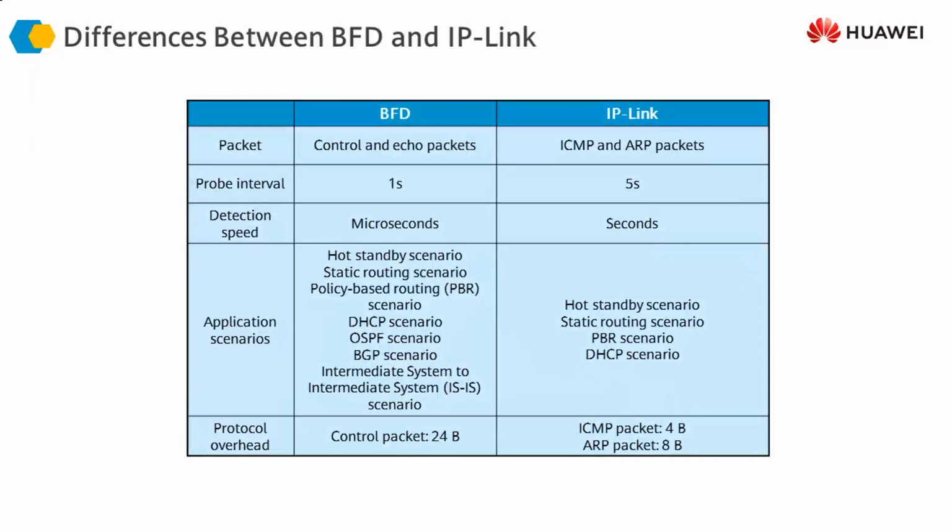If we compare the two, that is BFD and IP-Link, you can see that BFD and IP-Link are fairly similar in the functionality they provide to us. However, the major difference is that BFD detects the status of the link or detects the outage in our network much more quickly as compared to the IP-Link. So therefore, BFD is generally used more frequently in highly critical networks as compared to IP-Link.